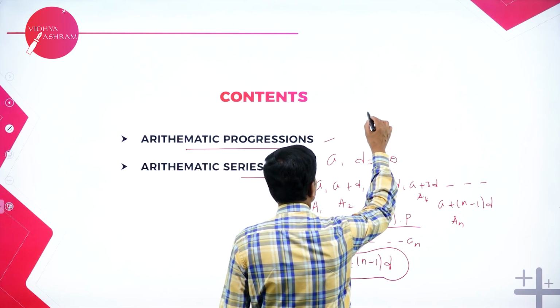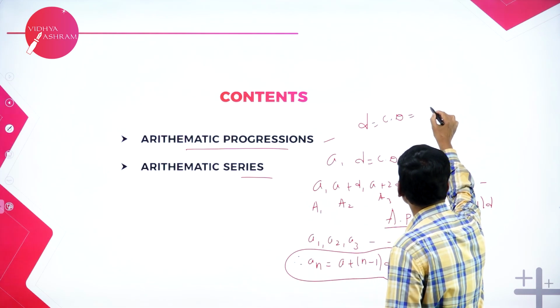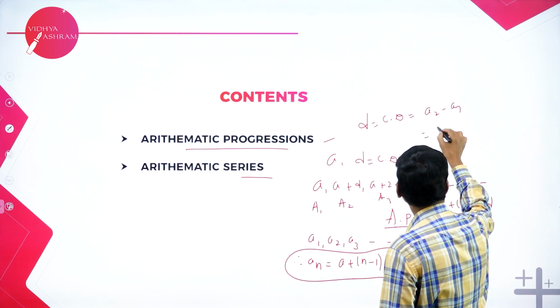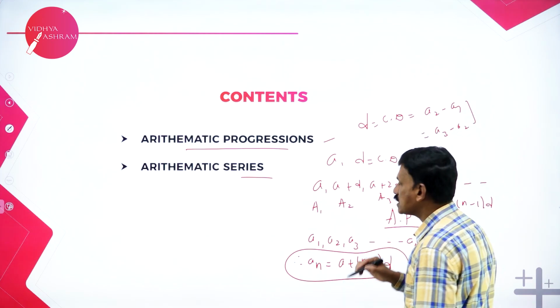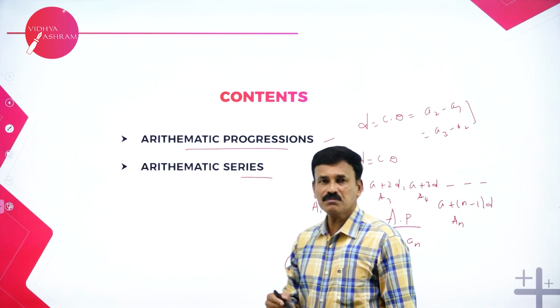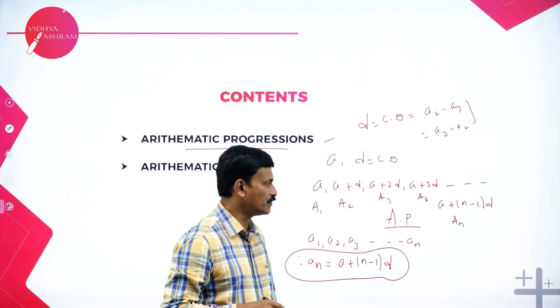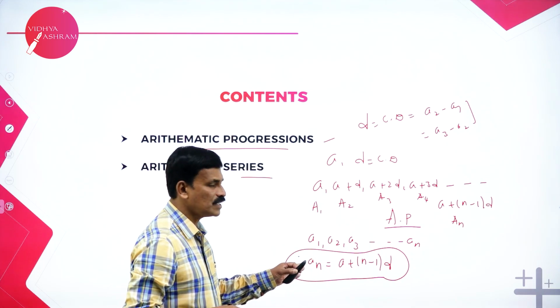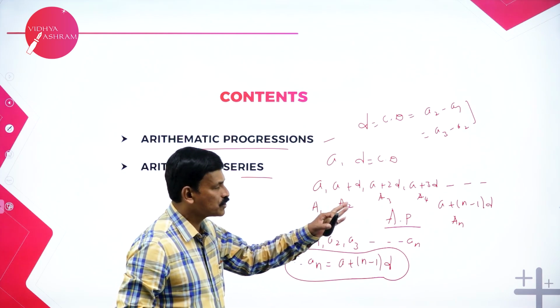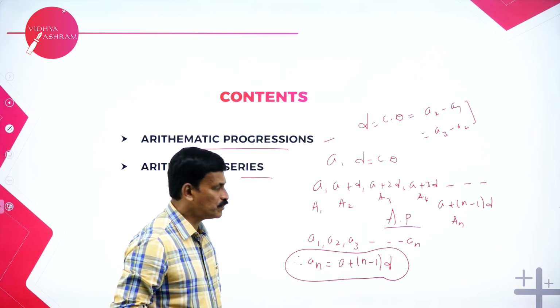How to find the common difference? The common difference is always equal to A2 minus A1 or A3 minus A2. That means any term minus its previous term will give the common difference. So if A is the first term and D is the common difference, then the sequence of the form A plus D, A plus 2D is called an arithmetic progression, and the nth term of an AP is A plus n minus 1 into D.